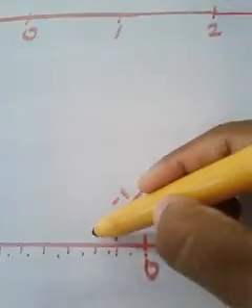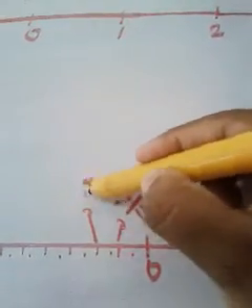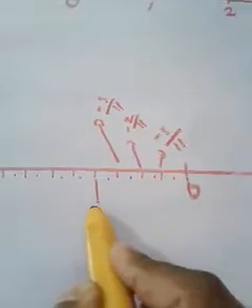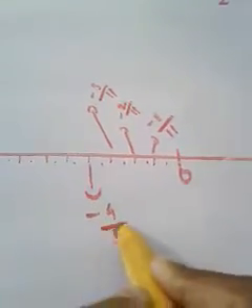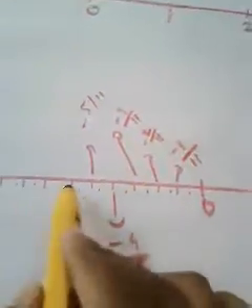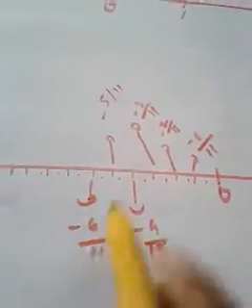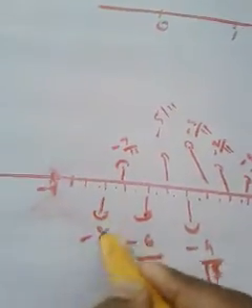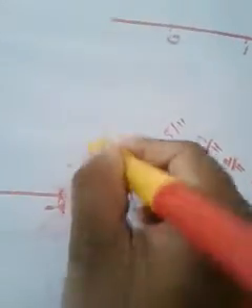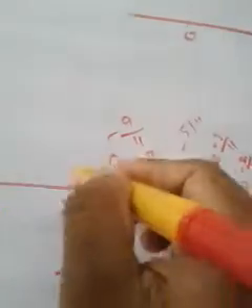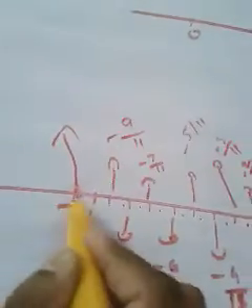Then what will it be? Minus 2 by 11. What will it be? Minus 3 by 11. Then what will it be? Minus 4 by 11, isn't it? What will it be? Minus 5 by 11. Then minus 6 by 11. You may have understood. Minus 7 by 11. Then minus 8 by 11. Then minus 9 by 11. Then minus 10 by 11.